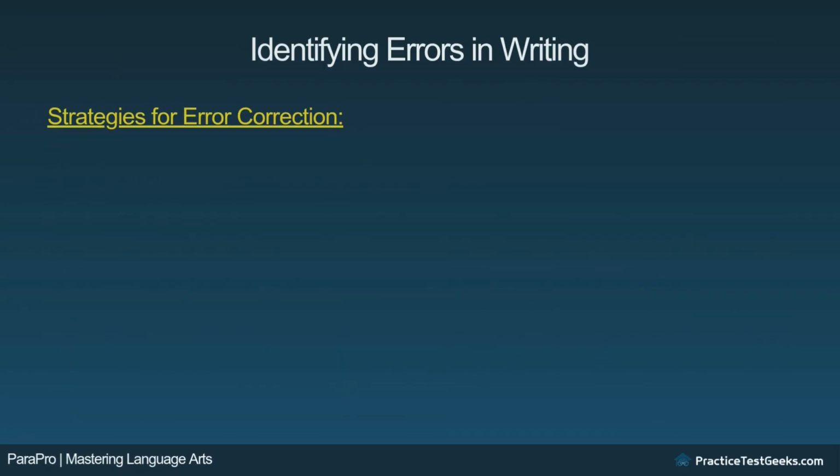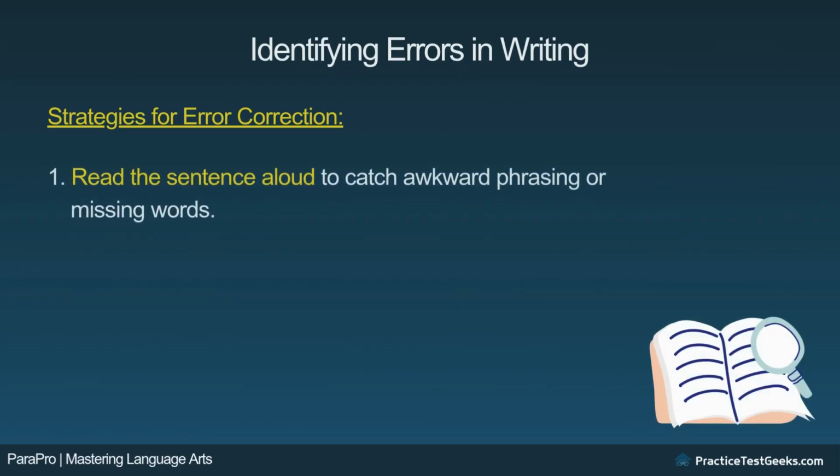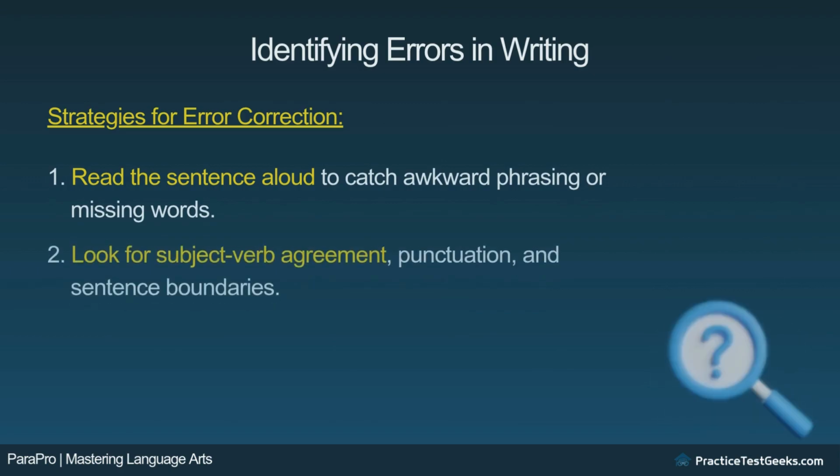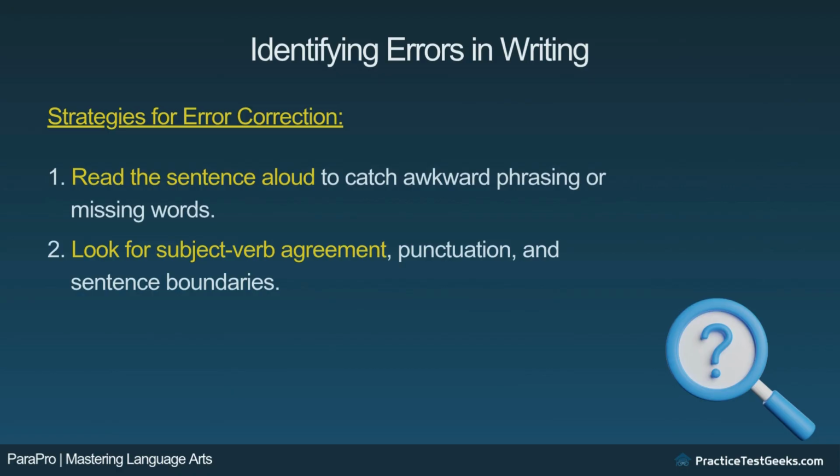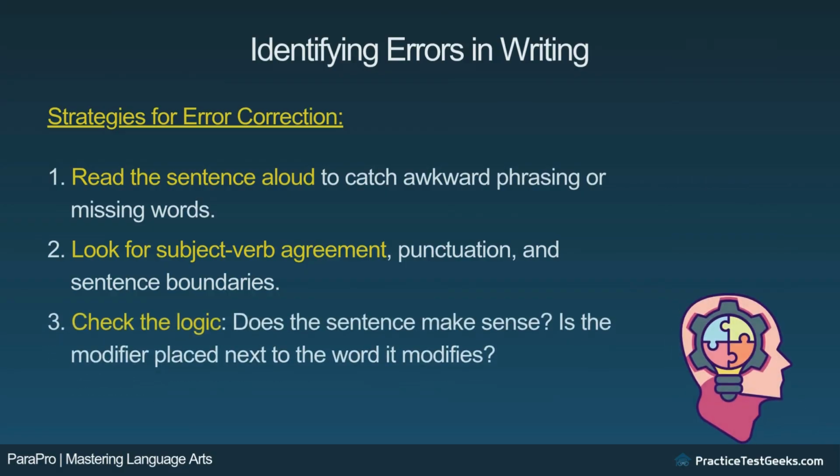Strategies for error correction. 1. Read the sentence aloud to catch awkward phrasing or missing words. 2. Look for subject-verb agreement, punctuation, and sentence boundaries, fragments, or run-ons. 3. Check the logic. Does the sentence make sense? Is the modifier placed next to the word it modifies?